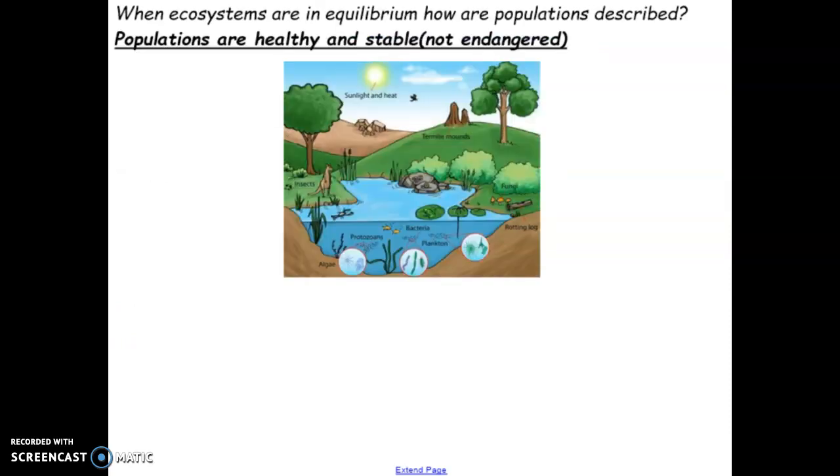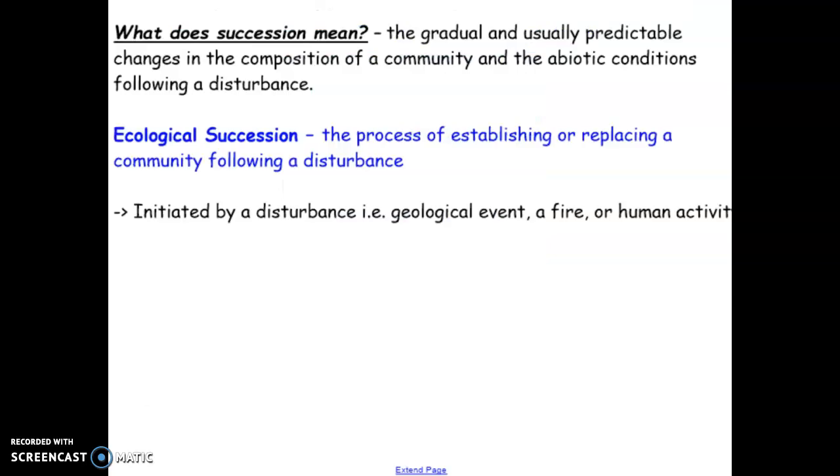So when you have an equilibrium ecosystem, the populations are healthy and stable. Typically when you have an ecosystem in equilibrium, the population is also in equilibrium, meaning they're healthy. Of course, you naturally have organisms that will be born or that will die, but that's the natural way of things, so there's not a lot of disruption.